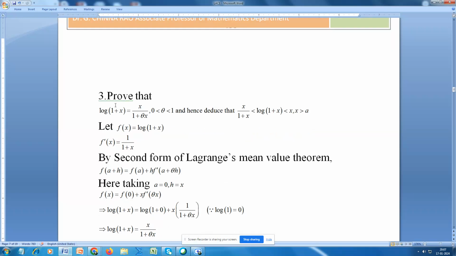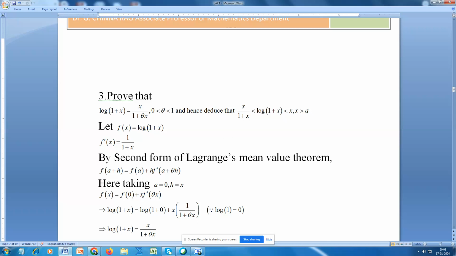f of x is what? Log of 1 plus x equals f of 0, which is log of 1 plus 0, plus x times f dash of theta x. Here f dash x is 1 by 1 plus x; put theta x for x, and we can get this. Since log 1 is 0, log of 1 plus x equals x by 1 plus theta x.